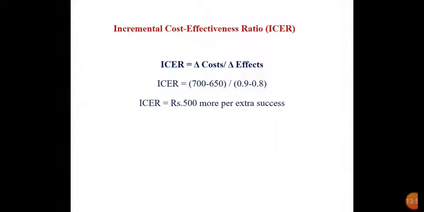The incremental cost effectiveness ratio formula is delta cost by delta effects, that is the difference in cost by the difference in effects. The cost of antibiotic A minus the cost of antibiotic B, the average cost is 700 minus 650, divided by the probability of clinical success, which is 90% for drug A and 80% for drug B. When we convert into probabilities, it becomes 0.9 minus 0.8. So the incremental cost effectiveness ratio here is rupees 500 more per extra success.